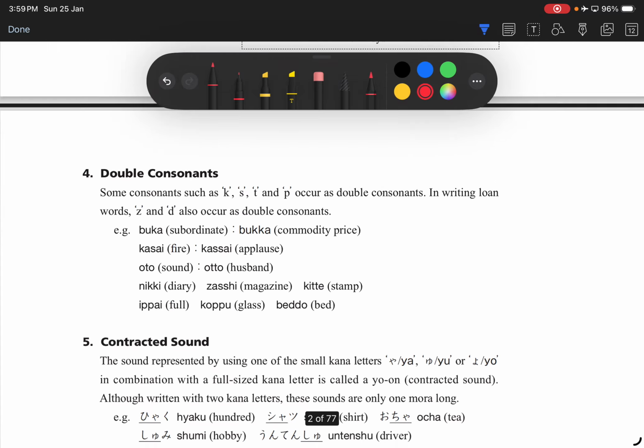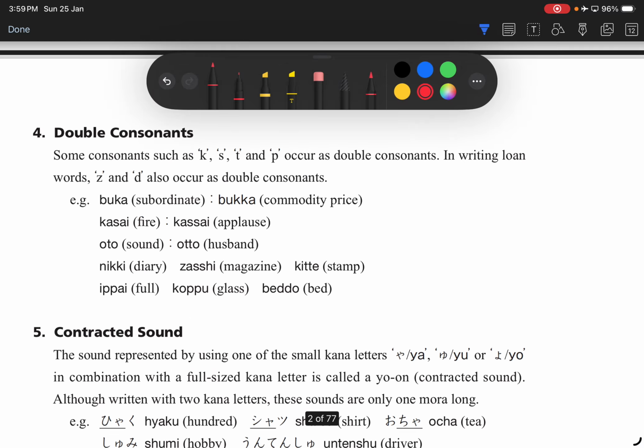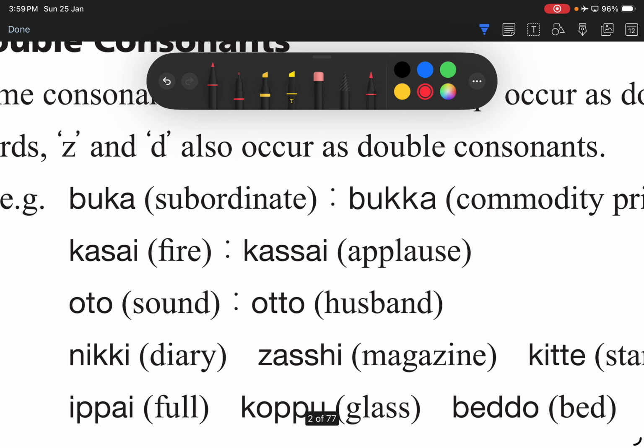Moving on to the next page, we have the double consonant, right? As if we don't have enough already, they want us to learn this thing called the double consonant. So you can see the example. We have buka versus buka, right? Buka, we have double K. So how we pronounce it is we will separate the two K.